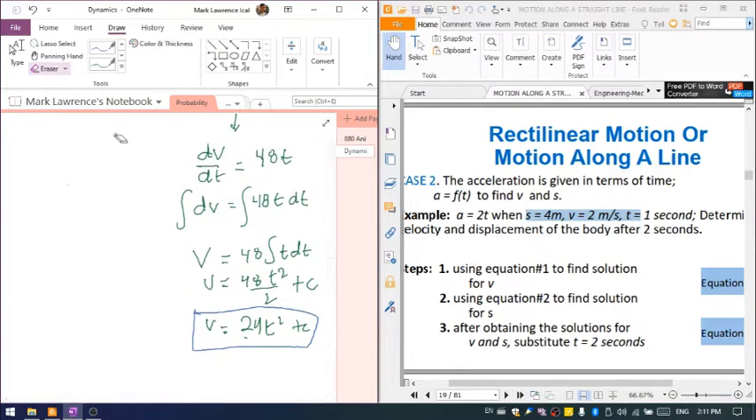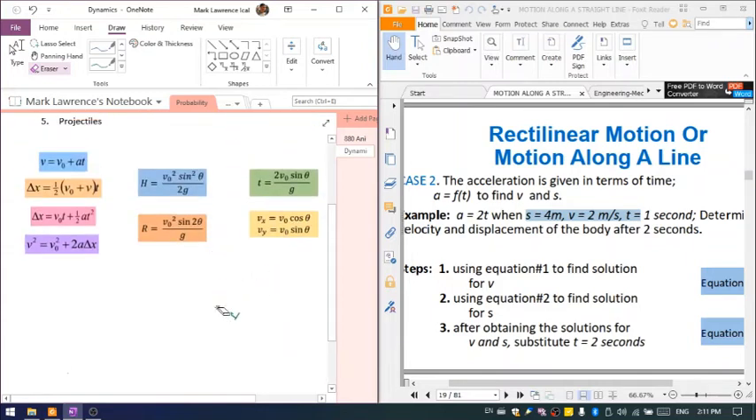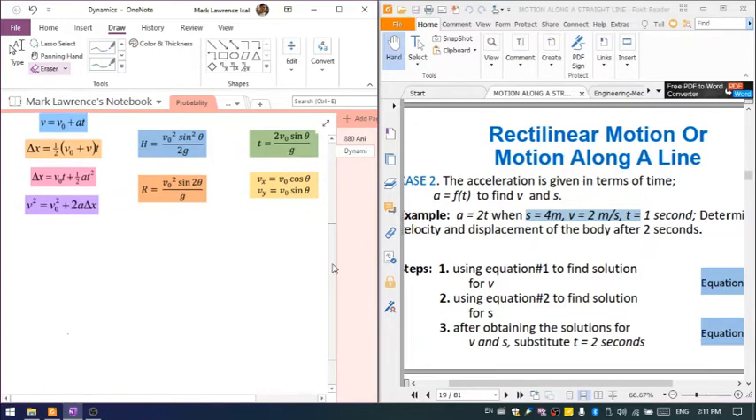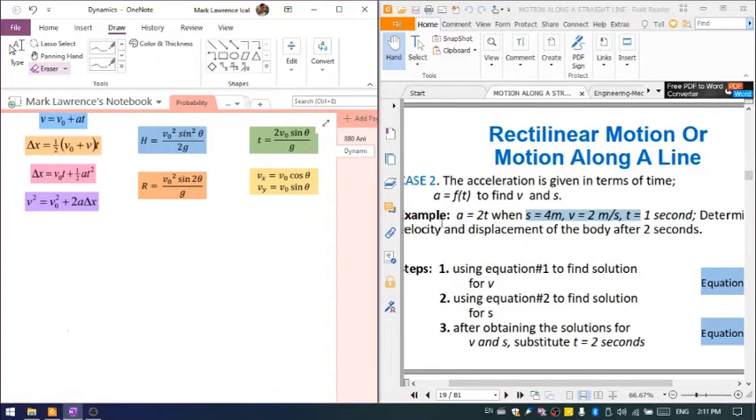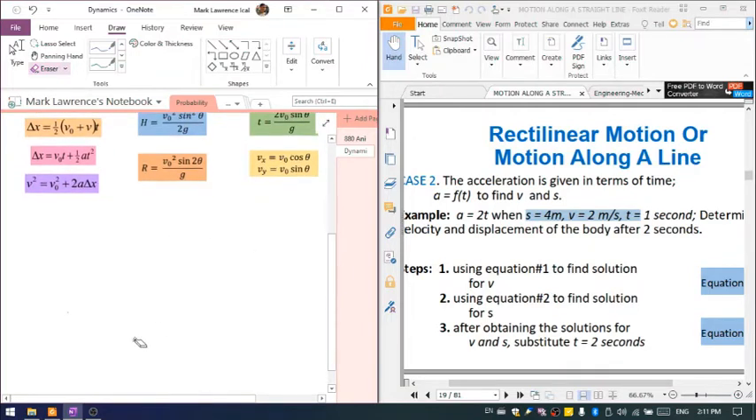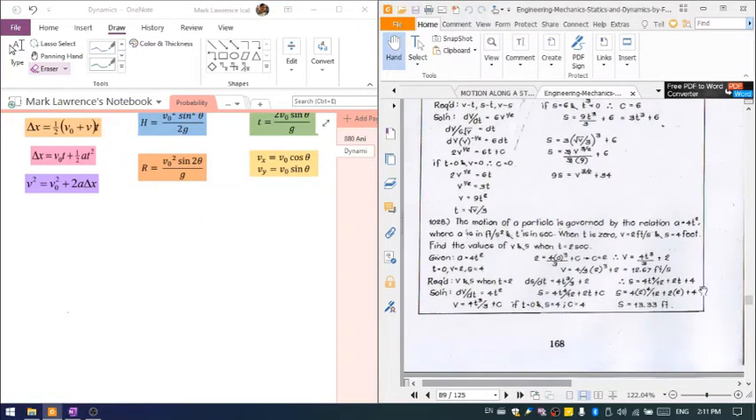So, let's try to use another example. I'm starting from scratch because yung ginamit ko kasing value 48t is dapat talaga may kasamang ibang value. So gamit tayo ibang problem.